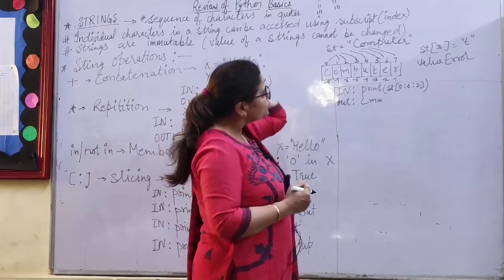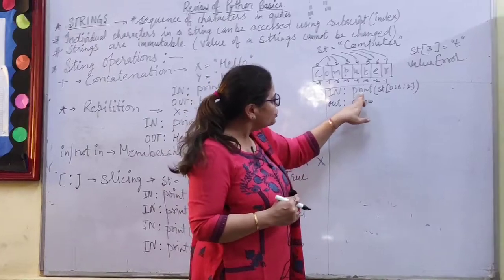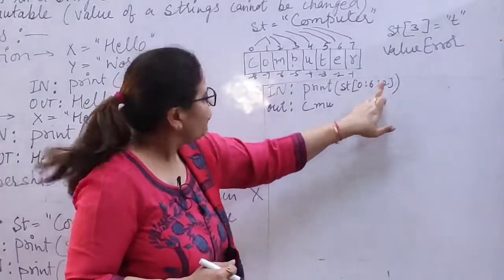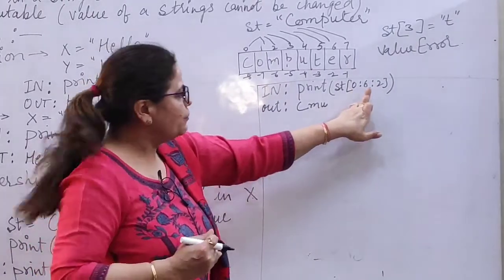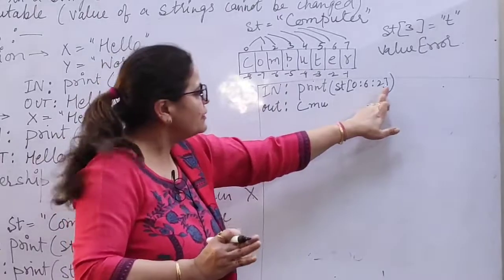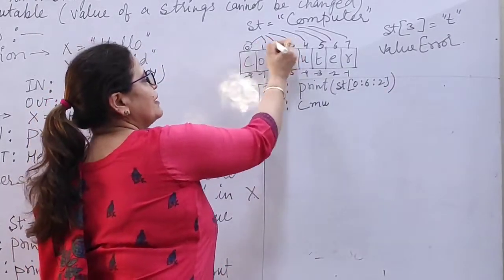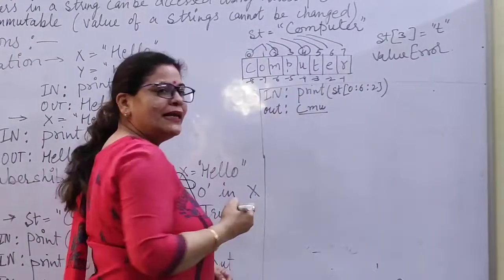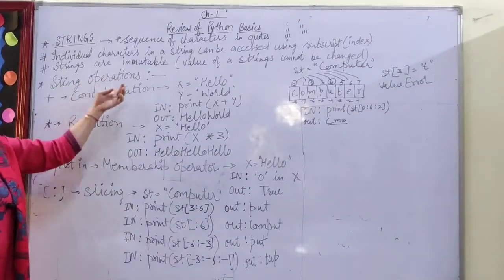And next, suppose I want to give the step value also in a string, then I'll use print ST 0 colon 6 colon 2, where it says that it will start printing the string from 0 and print the string till 5, but the step value will be 2. So it will take my index 0, index 2, and index 4. So the value will be CMU. All these are the operations which can be done by using a string.